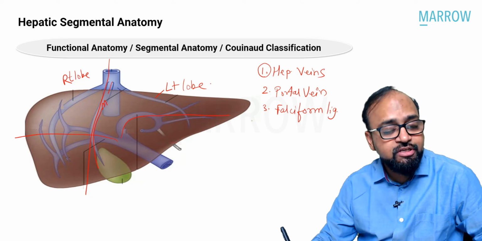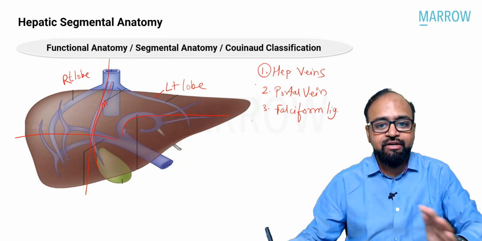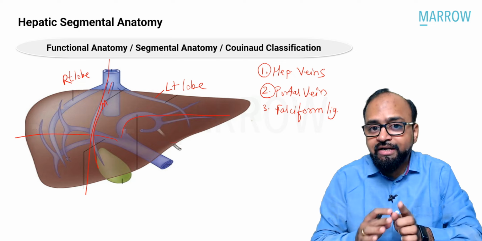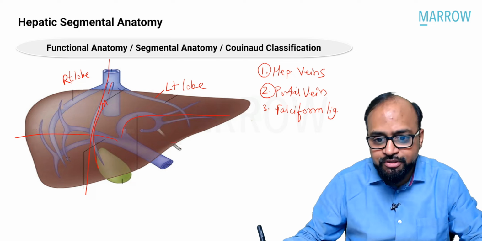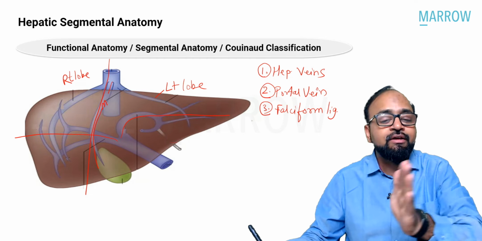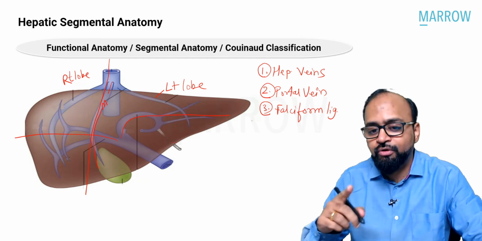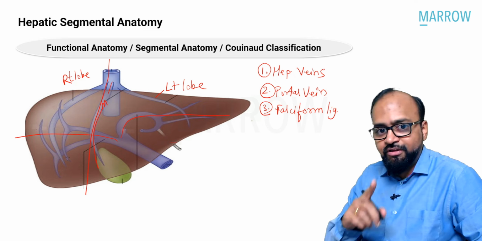Hepatic veins, we've just seen. The middle hepatic vein divides the liver into right and left. The portal vein, right and left branches, will divide each of these lobes into the superior segments and inferior segments. And the falciform ligament: when we deal with the left lobe, how do we look at the falciform ligament and its plane? I'll come to that.